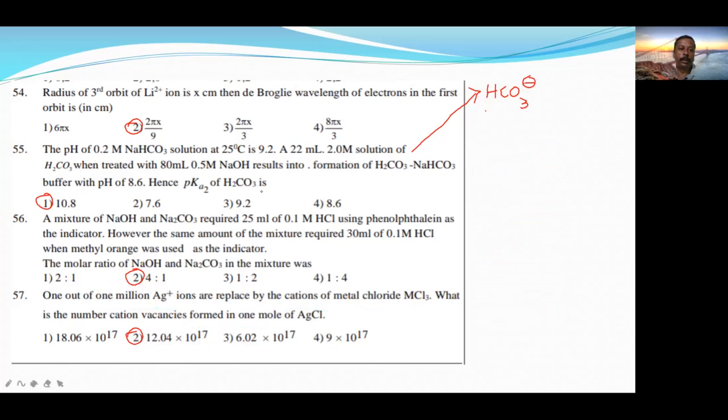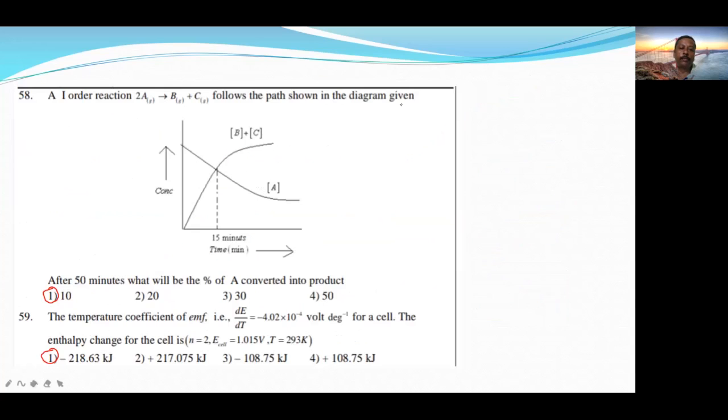Okay. So here next question is this graphical question. Let's read out. Okay. So here what does it say? In a reaction 2A gives B plus C. Okay. Follows the path shown in diagram. It is a first order reaction. Very, very important. This one, first order reaction. After 50 minutes, what will be the percentage of A converted into the products.